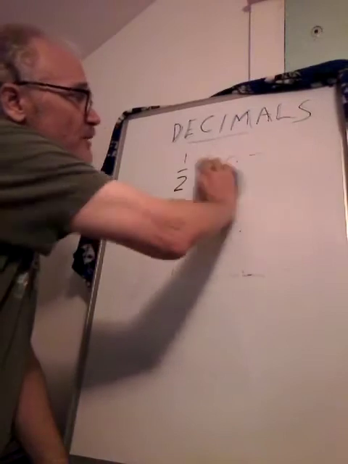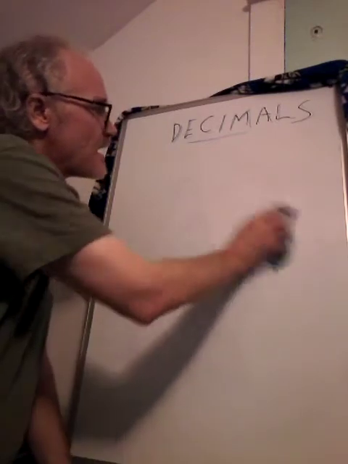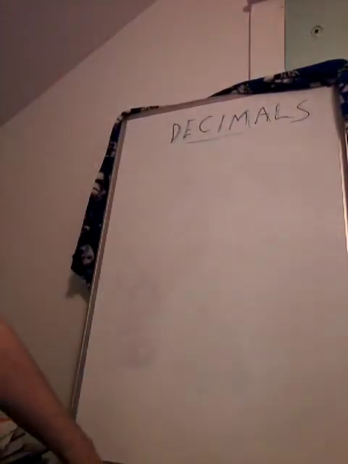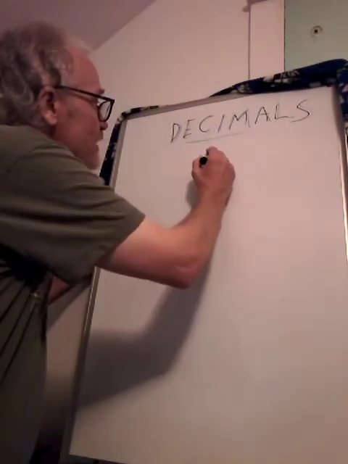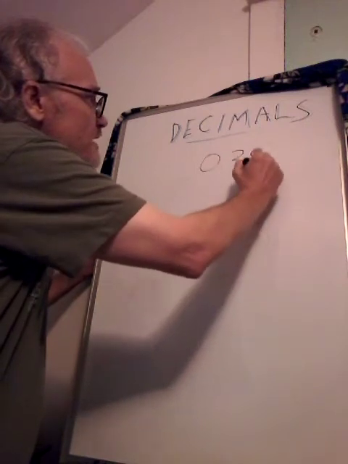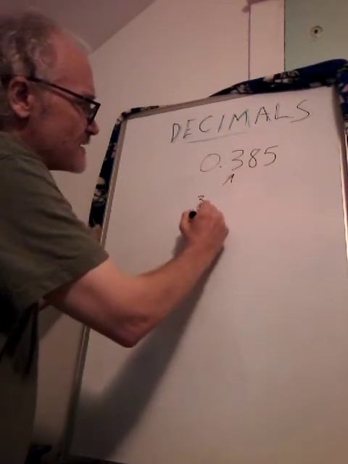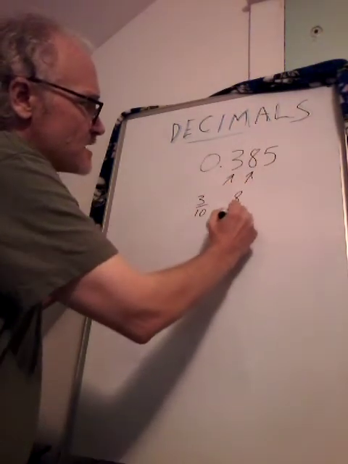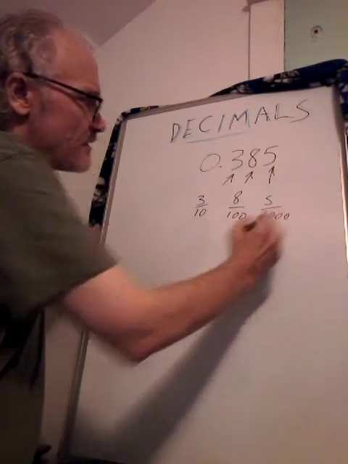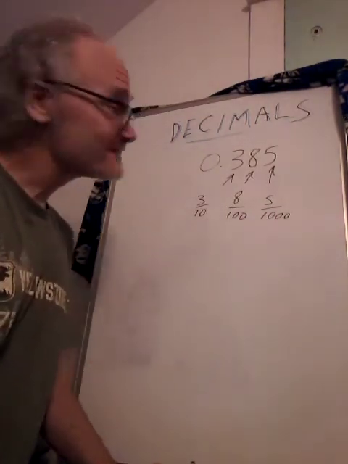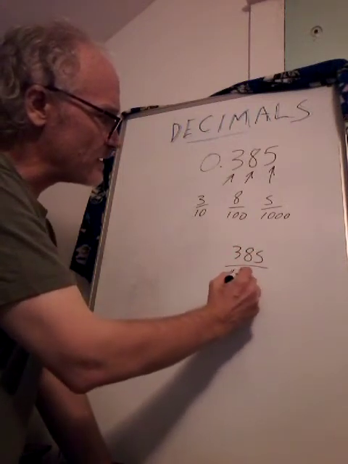We use decimals for money, but we also use them for scientific measurement and medicine. Very useful. Let me show you another example, and then I'll get into the operations with them. We have a number like 0.385. This means I have 3/10ths, 8/100ths, and 5/1000ths, right? I could also express this as 385 over 1,000.